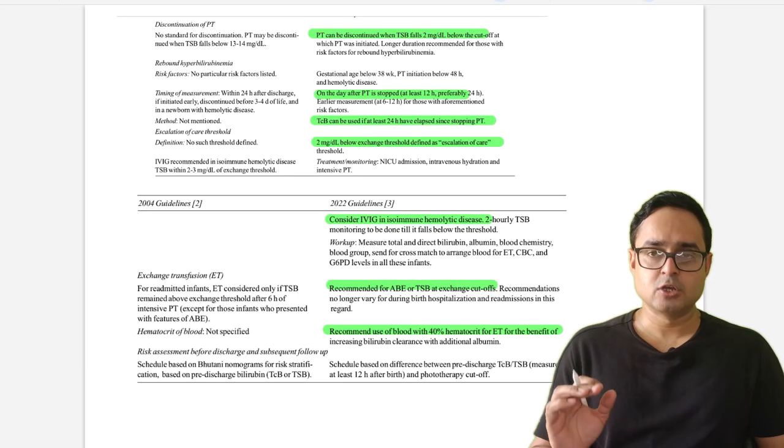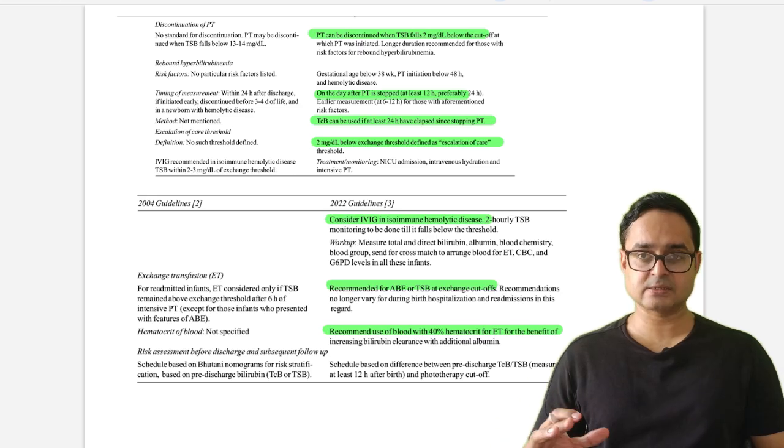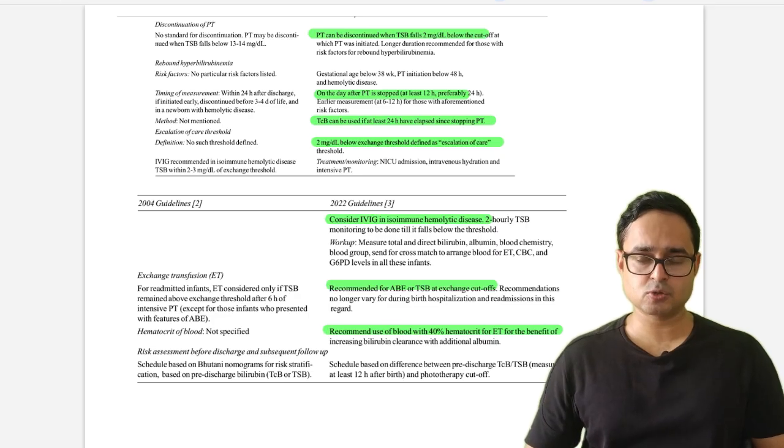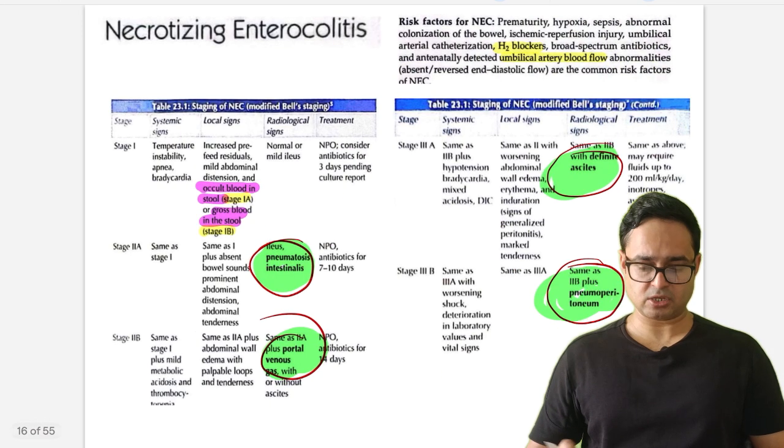So till now we have discussed extensively neonatal jaundice. This is an important topic in the GI and hepatobiliary system of neonate. So just revise this neonatal jaundice once again. I have covered all the topics in neonatal jaundice which can be asked in exam.